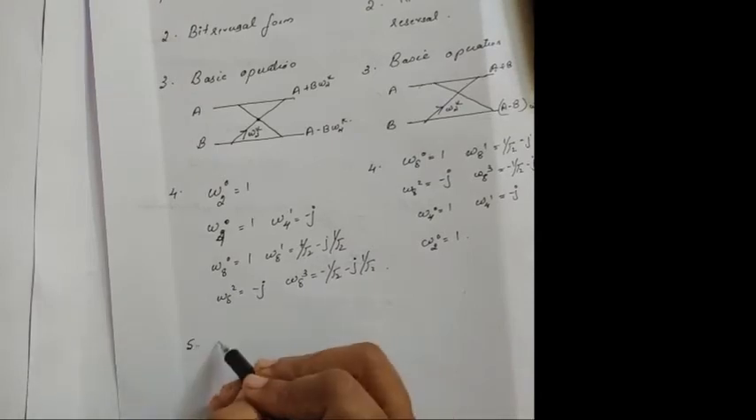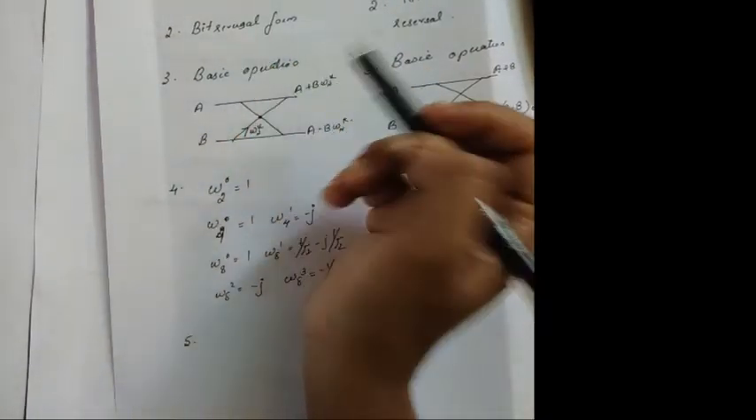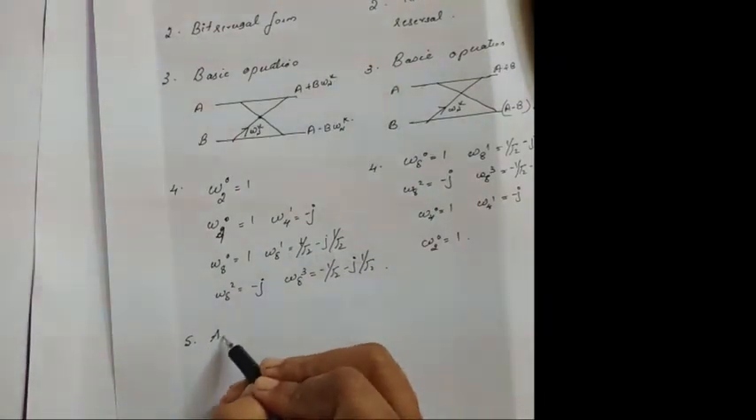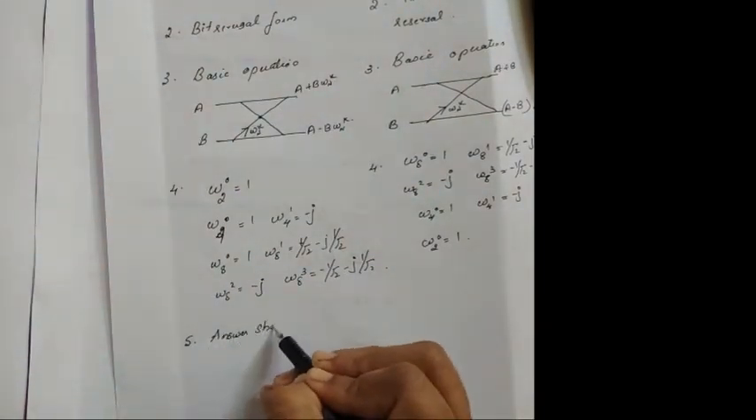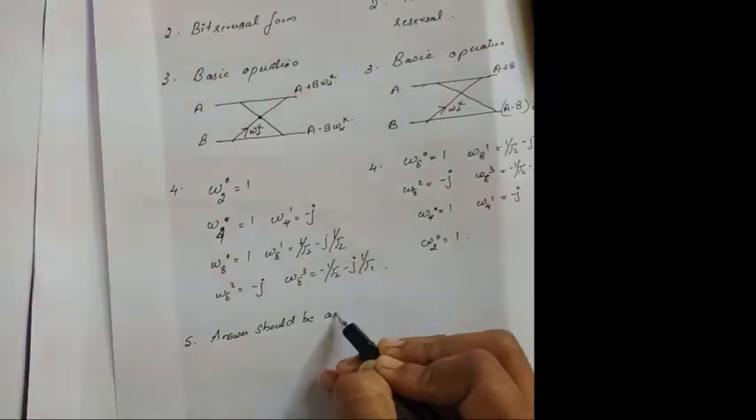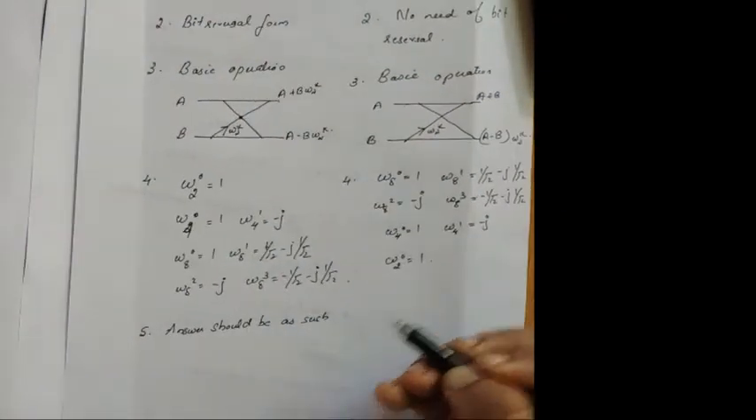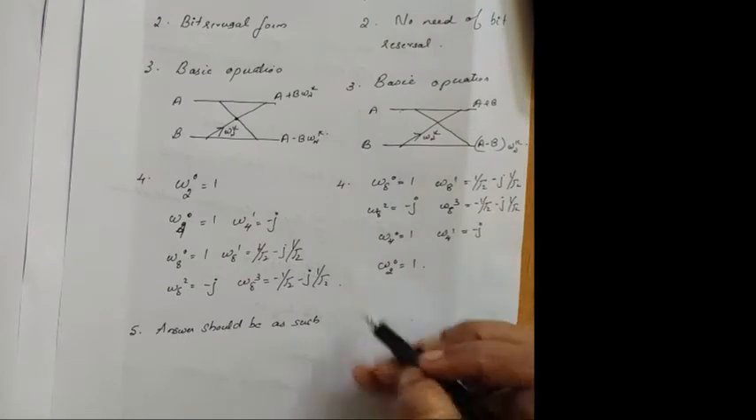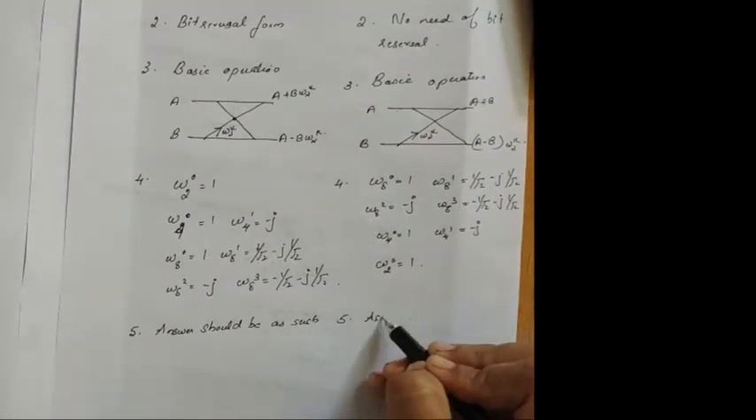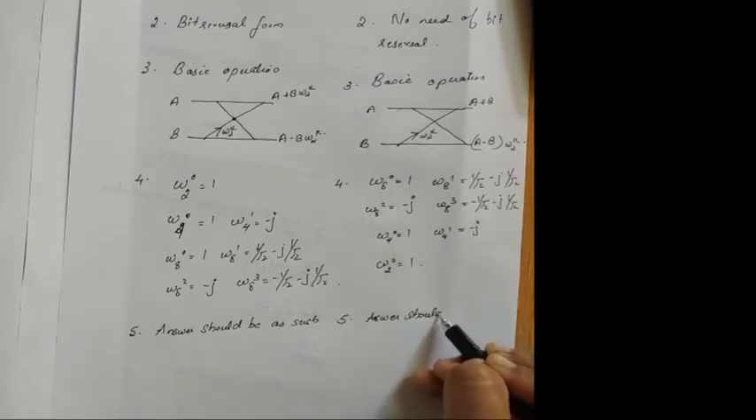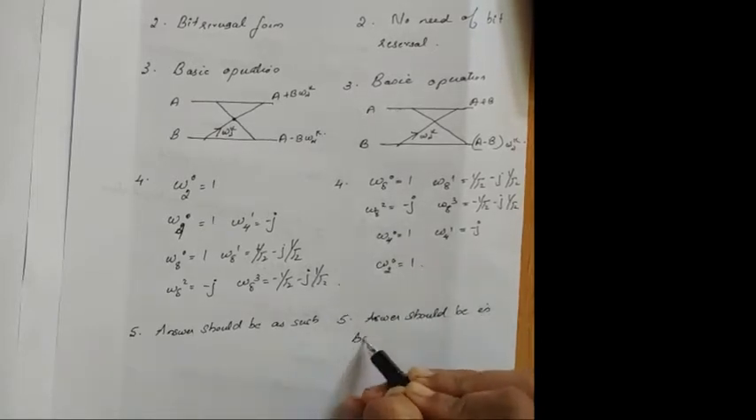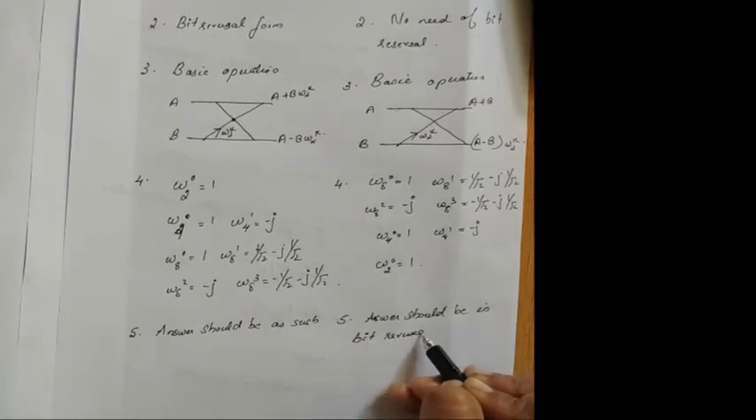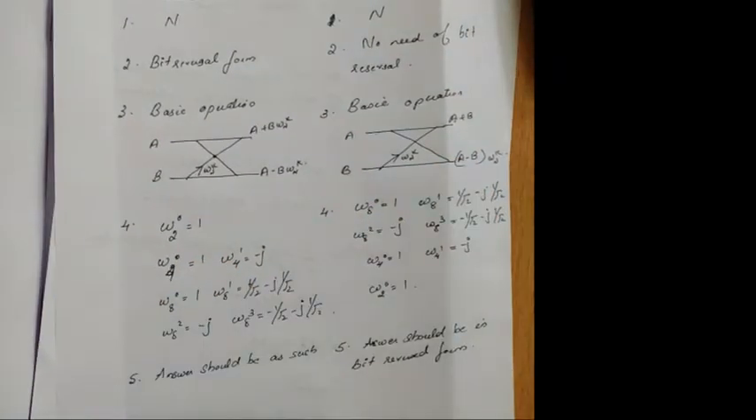Fifth point: here, as you have taken the bit reversal, the answer should be as such. If you have not taken the bit reversal, the answer should be in bit reverse form. This is the basic step that you have to go through when you are doing a fast Fourier transform.